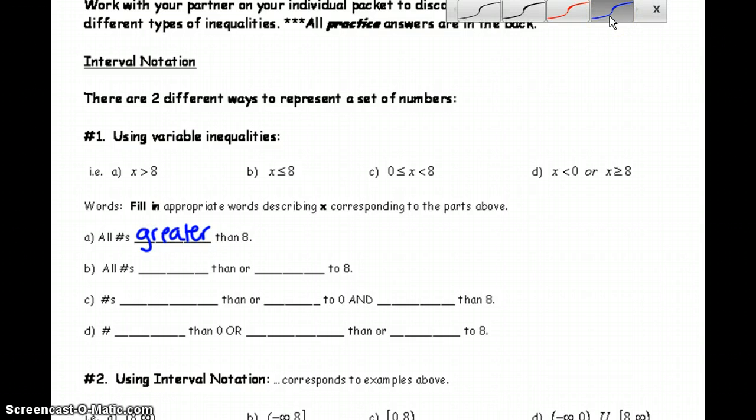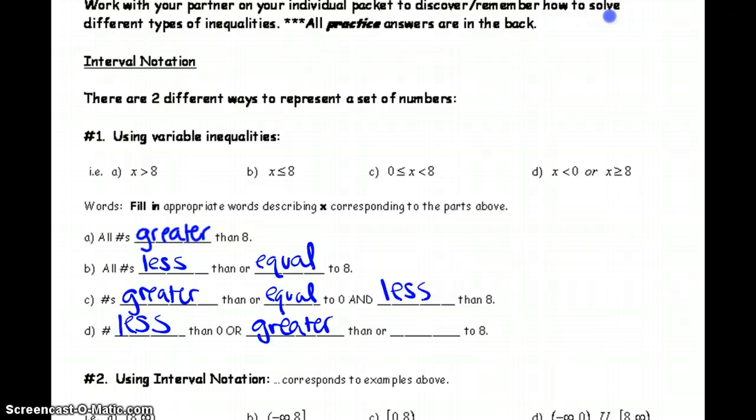In part B, it's representing all numbers that are less than or equal to 8. In part C, numbers greater than or equal to 0 and less than 8. In part D, numbers less than 0 or greater than or equal to 8.